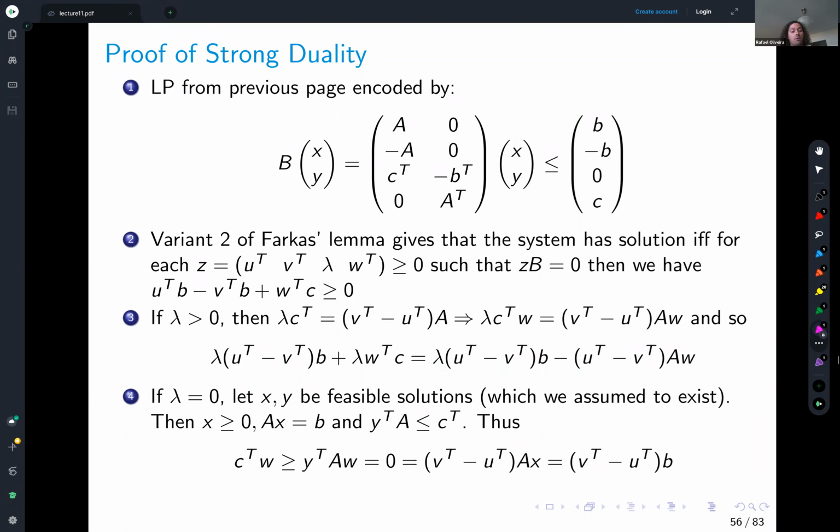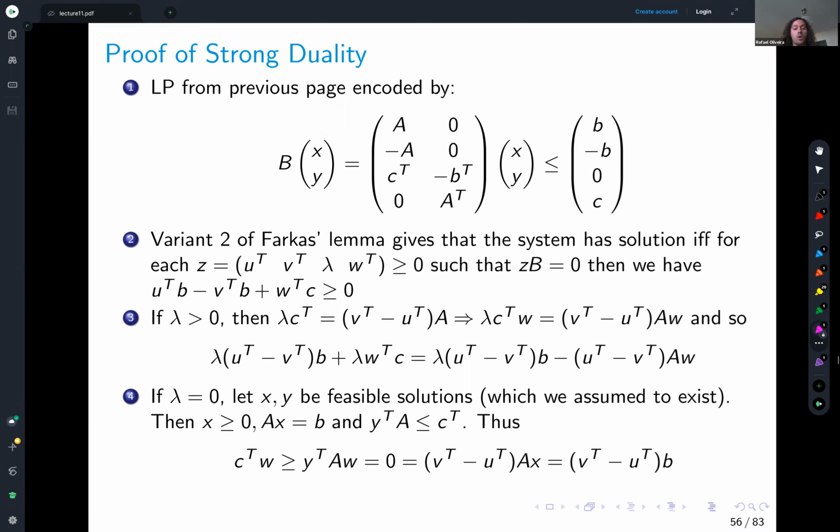So X is a feasible solution to the primal program. We know that X is greater or equal to 0. We know that AX is equal to B. And we also know that Y transpose A is less than or equal to C transpose, just because X and Y are feasible solutions. That's what it means for them to be feasible solutions. But now, here's what happens. Our lambda is equal to 0, so we cannot use this equality here. We cannot use that equality.